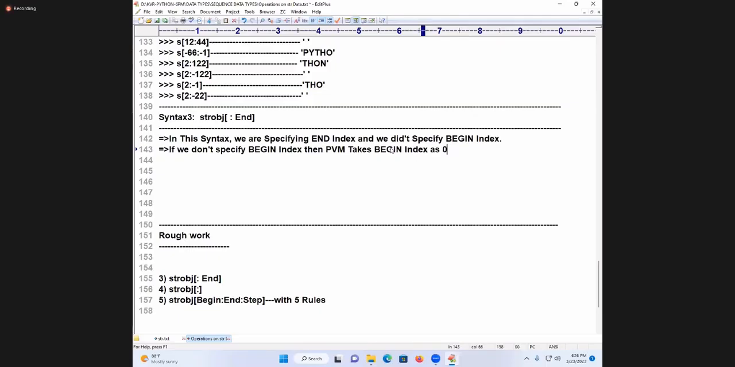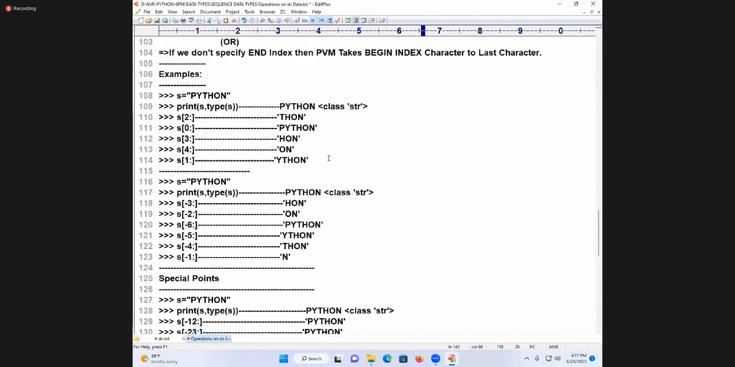0 means what? First character. Or, if you really follow me, minus of len of strobj. Minus of len of strobj is nothing but the first character only. Understand? In our case of Python, dear students, you are already aware of it. 0 says what? P. Minus len of strobj is called what? Minus 6. Minus 6 is also P only, no? Yes.